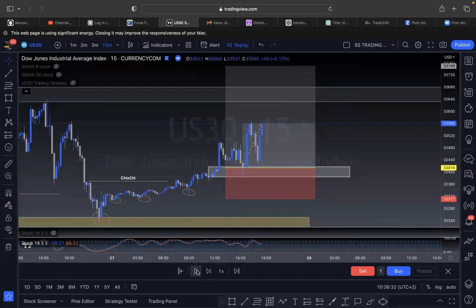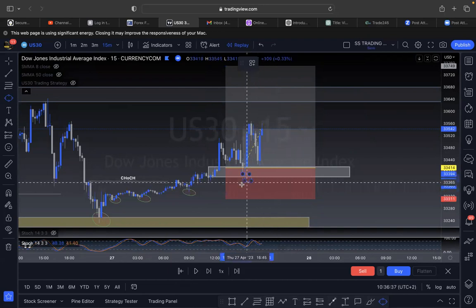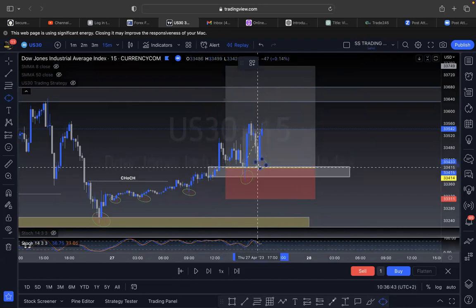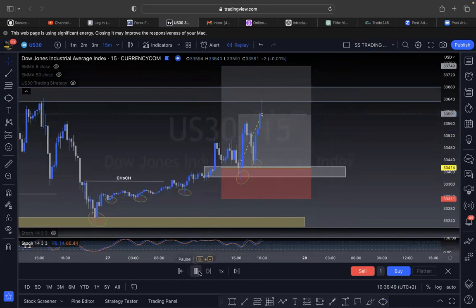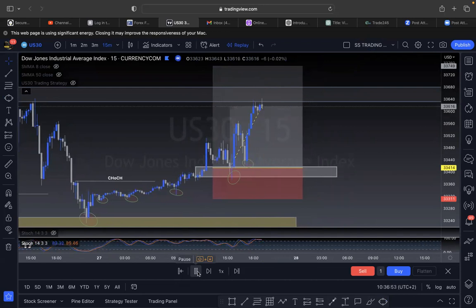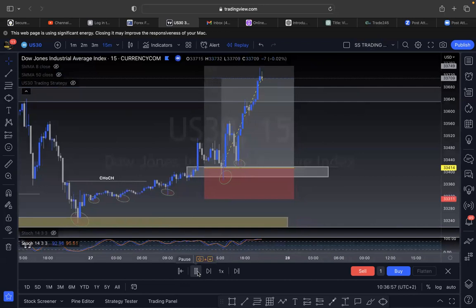You can see that we just want to pause it for you. You can see that we maintain the lows. It's very important that you look at this. Keep maintaining the lows and taking out the highs. All right, so there we go. And bang, straight into our TP.